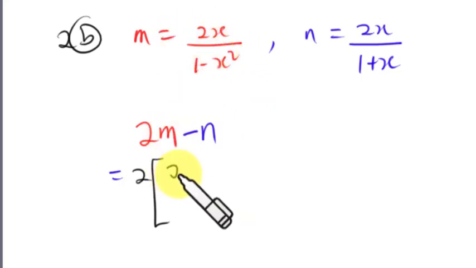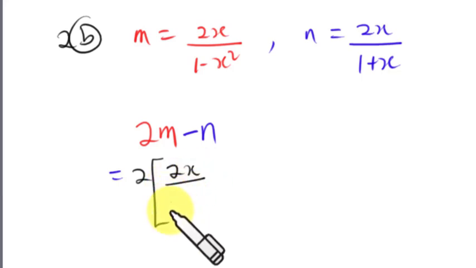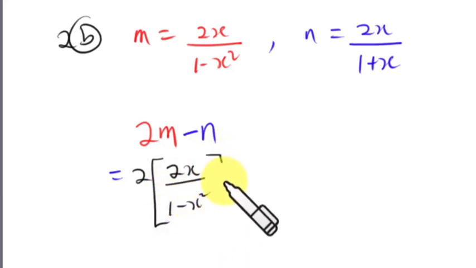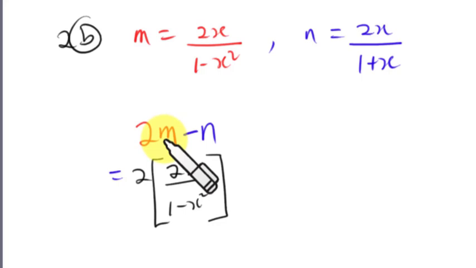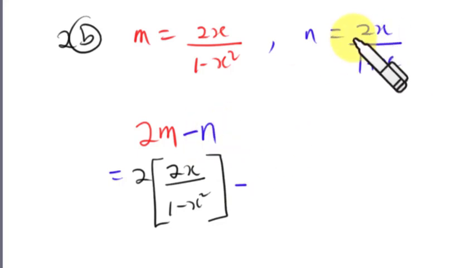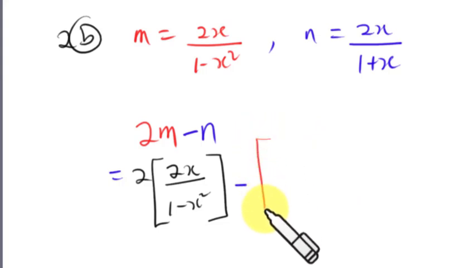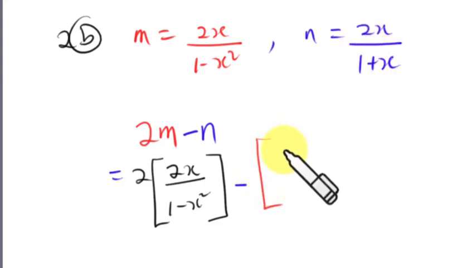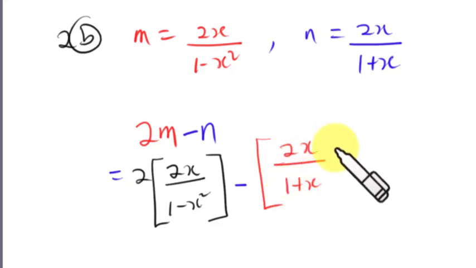So we are going to write 2x all over 1 minus x squared. Then we close it. So that is the expression here. So we have 2m here, right? So we have minus, and we have to bring our minus here. Then n, we have been given n here, the whole of this. So we are going to put this also into bracket because it's not just one term. We have a whole fraction here, so it's better to put it into a bracket.